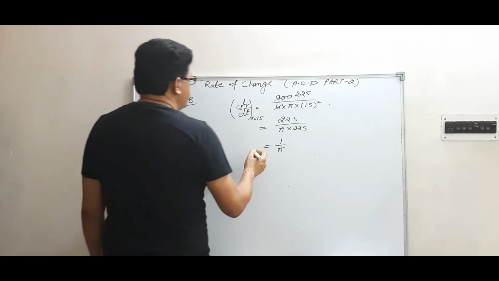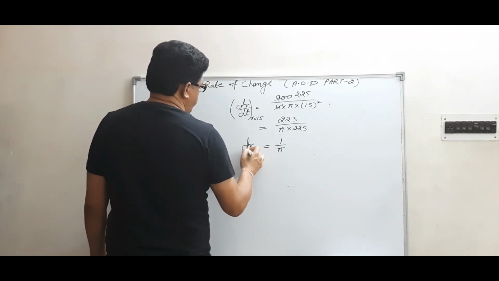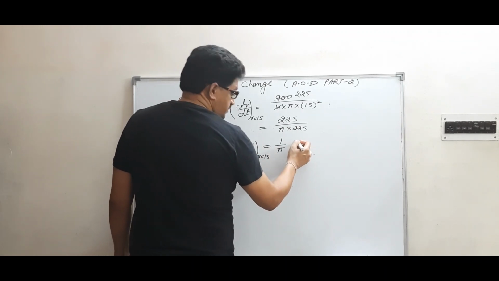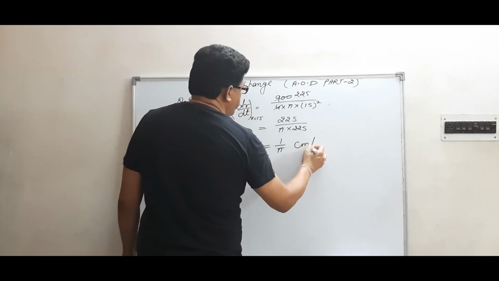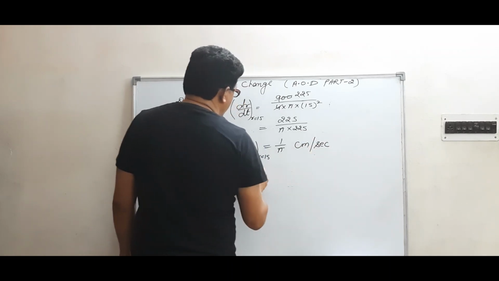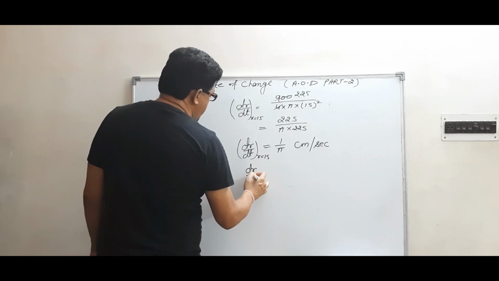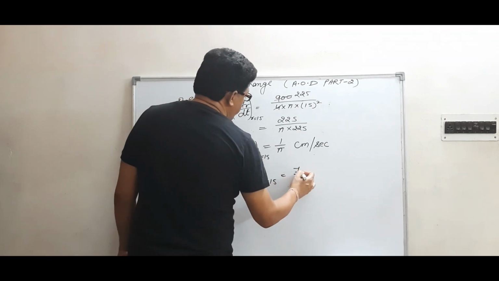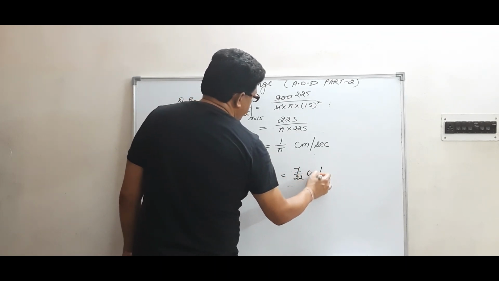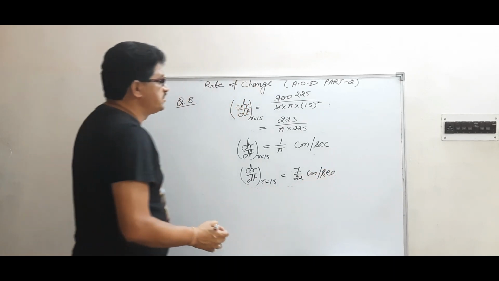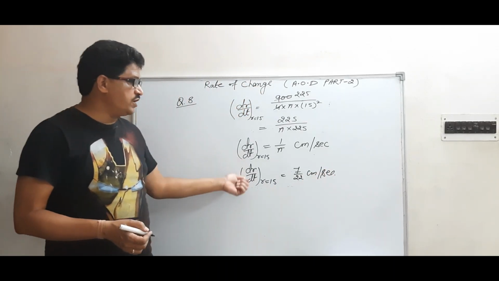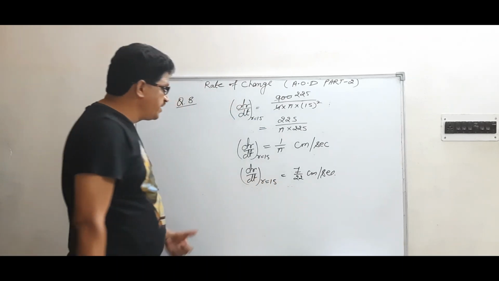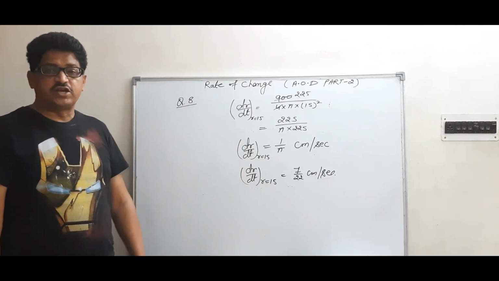dr upon dt at r is equals to 15 centimeter per second, or we can write dr upon dt at r is equals to 15 is 7 by 22 centimeter per second. Both answers are right. You can leave in pi or you can write 7 upon 22. So in this way we can find change in radius with respect to time.